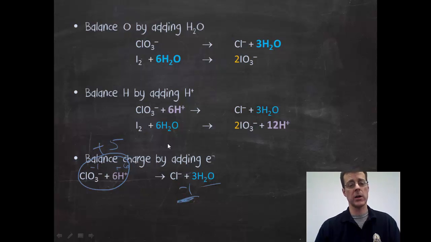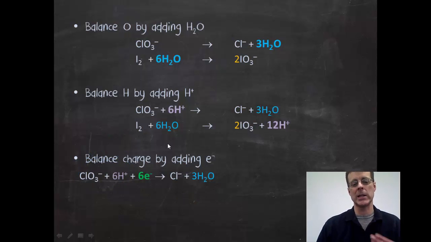So the only thing I can do is take the one that's more positive and bring it down to the one that's more negative. Okay, in other words, what I'm doing is I'm going to be adding 6 electrons.